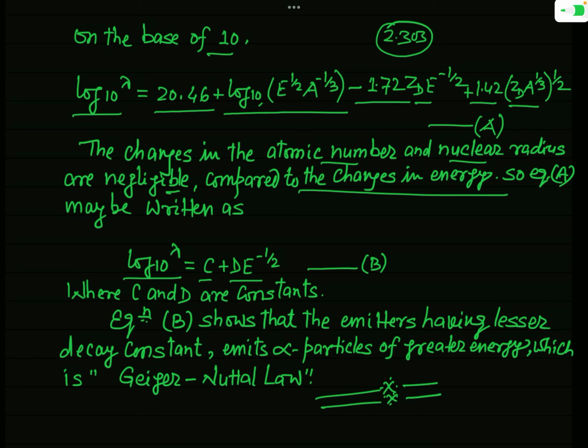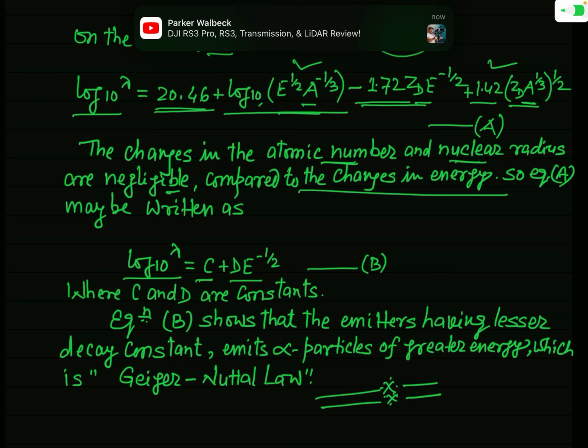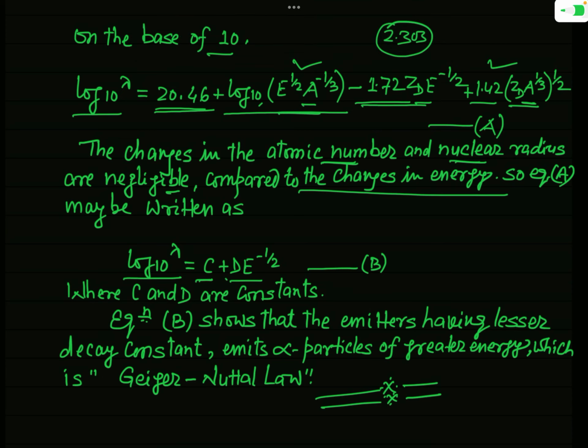In fact, you can see that in the first term there is actually a presence of A. In the last term there is again a presence of A, and as I have mentioned here, the change in atomic number and nuclear radius is very small, negligible. So this term and this term will be neglected, and instead of this constant 20.46, I have written here C, and only this term, minus 1.72 Z e to the power minus half, remains here. And instead of this minus 1.72 Z, D has been written. Okay. So this C and D are constants.